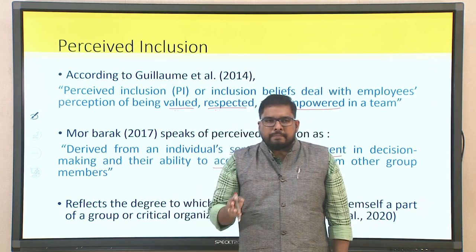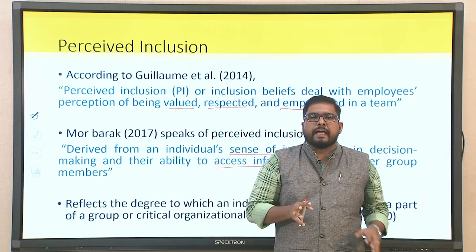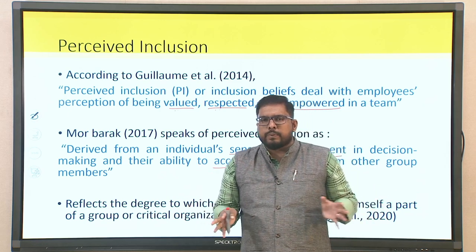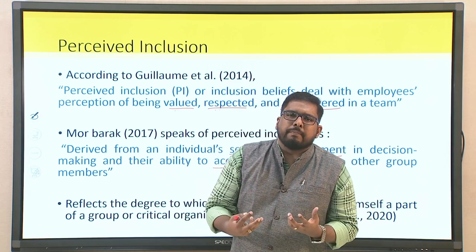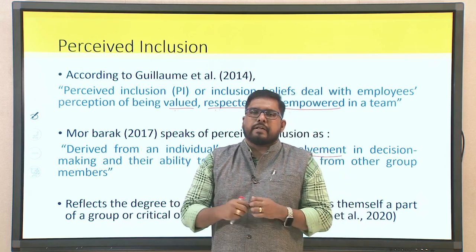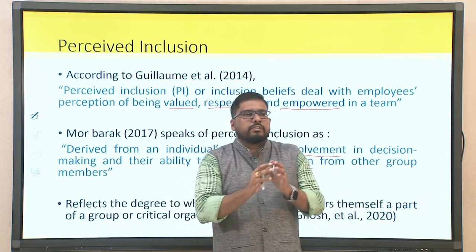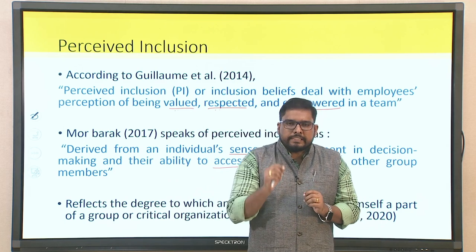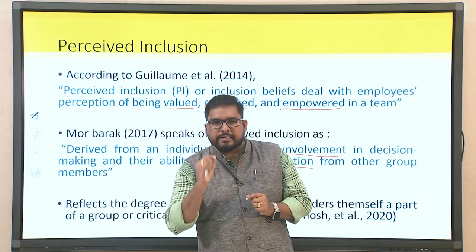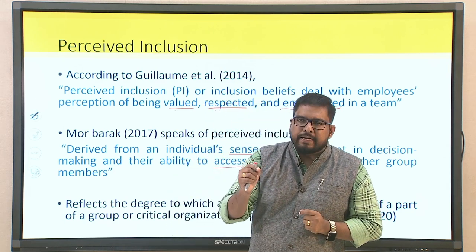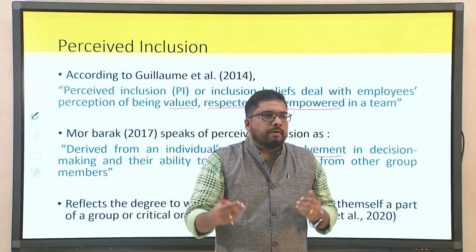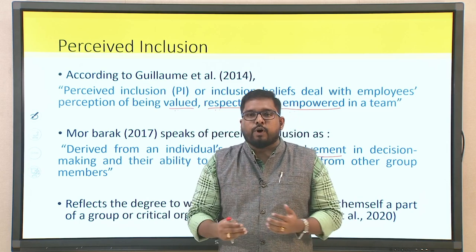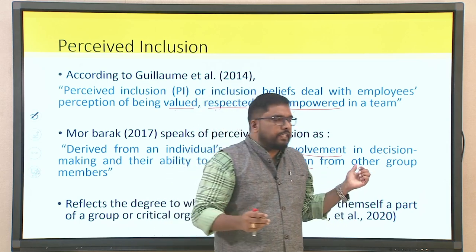But at this point in time, I would like to stress that there are certain groups where sharing information is not common. Similarly, access to information is very difficult for a certain segment of people or certain individuals. This is what Mor Barak is very critical about. The ease of access to information makes inclusion more relevant and more visible. So this is the first part.